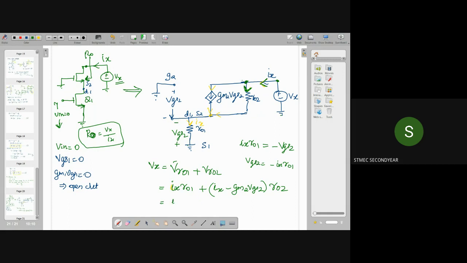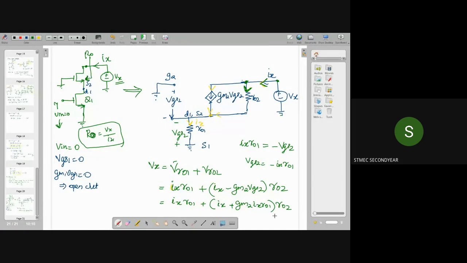So here I can modify this equation. Ix into R01 plus Ix minus GM2 into, instead of VGS2, I can write minus Ix into R01. So minus minus gives a plus, and here it is Ix into R02. Clear? So the voltage drop across this resistor R01, that is Ix into R01, is equal to minus VGS2. So I am replacing it with this value, and we can obtain the expression like this.